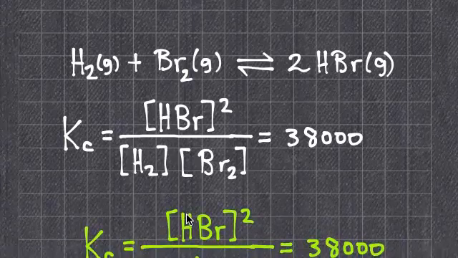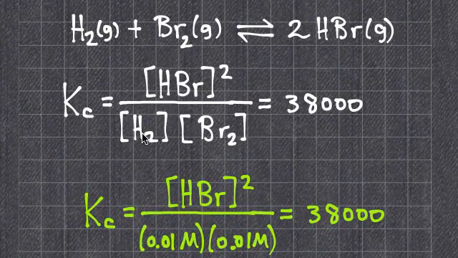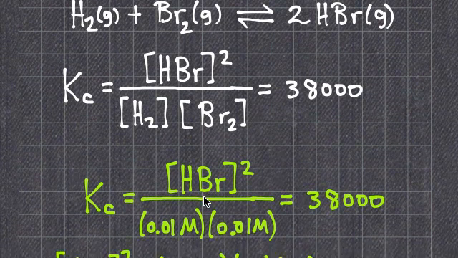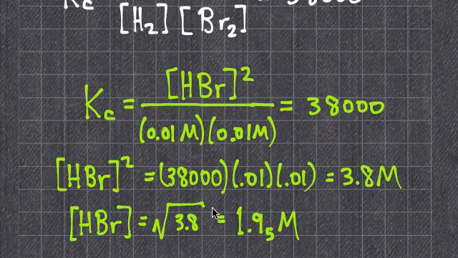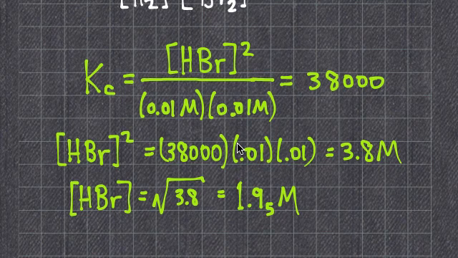Here's a random example. You could say, well, what if my hydrogen molarity was 0.01 molar? What if my bromine concentration was also 0.01 molar? This times this must still equal 38,000, so I could predict my HBr concentration at such an equilibrium to be about 1.95, almost 2 molar. So I took this one and this one to the other side. And you can play this game with any concentrations you like, any equilibrium you like, any specific constant you like, and we'll have more practice with this.